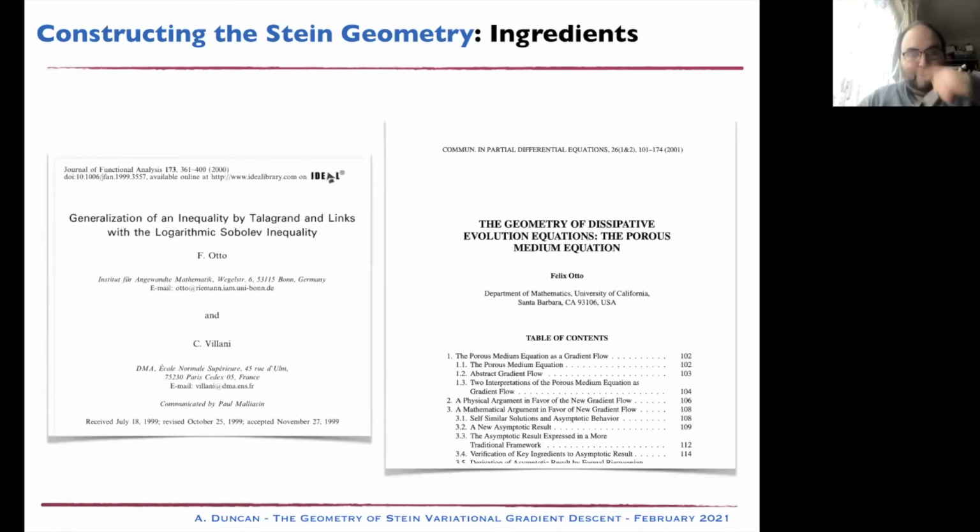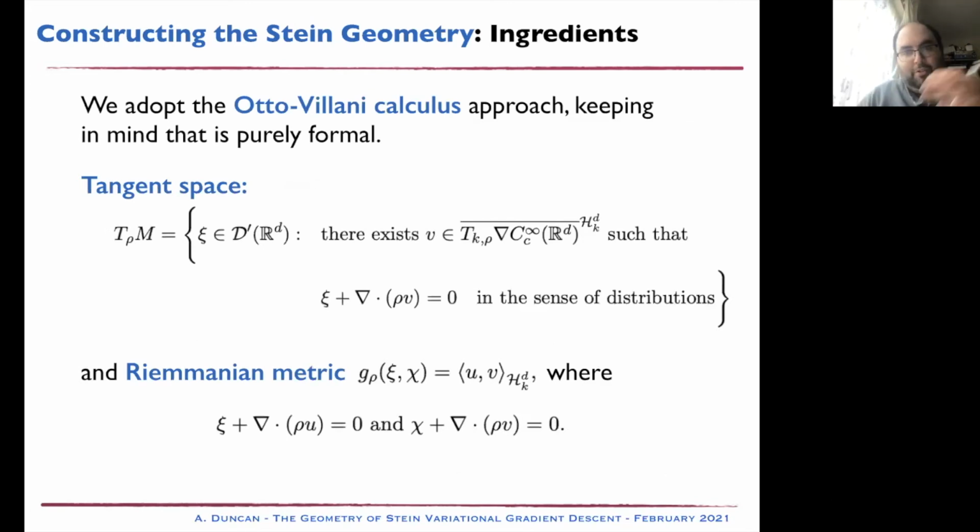Okay, so how do we actually compute the geometry? What we do is we leverage something known as the Otto-Villani calculus. This is really a methodology which popped up in the 2000s, and it was really a method to study a certain class of equations which arise from fluid dynamics. But surprisingly, it's relevant in this context as well. So that's quite nice.